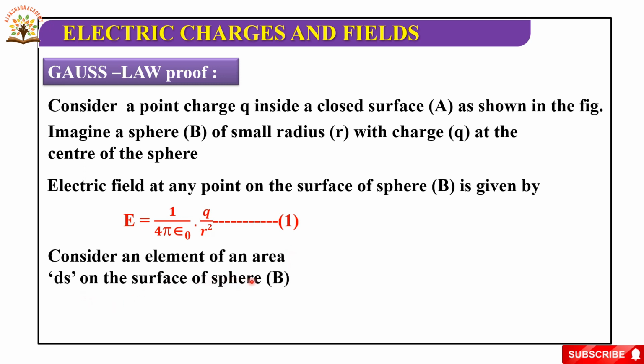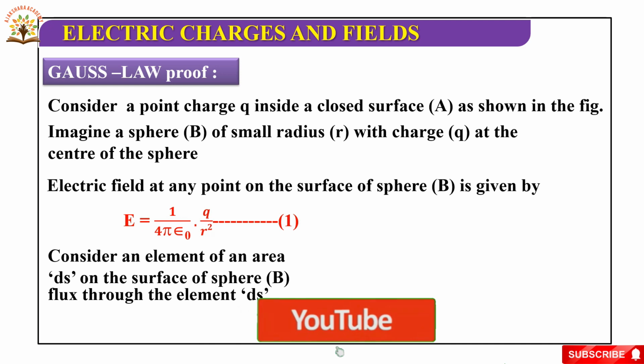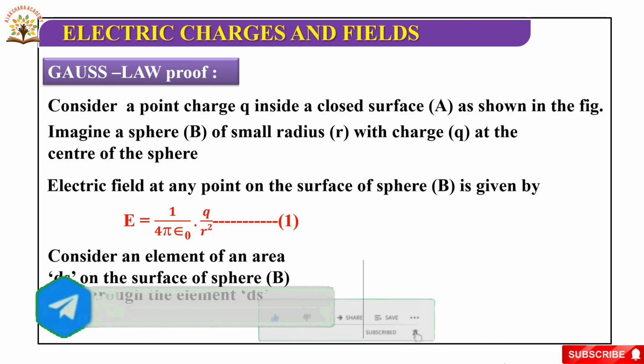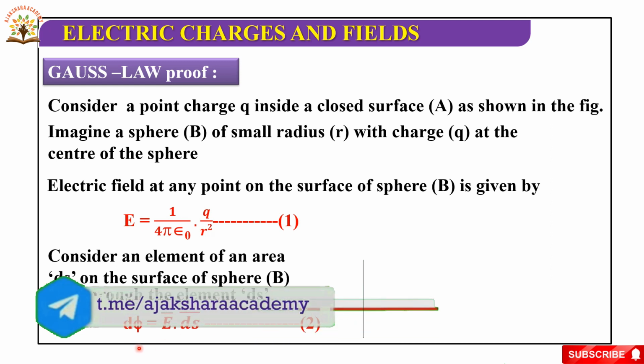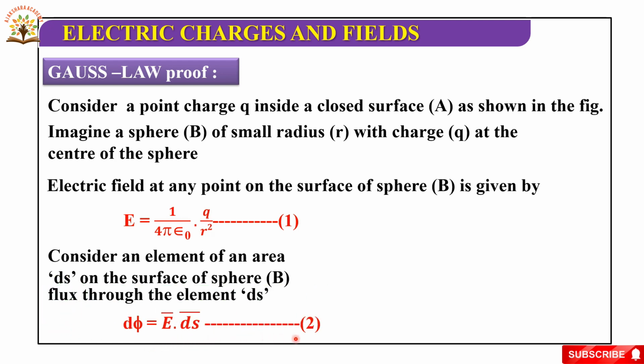Consider an element of an area ds on the surface of sphere B. Flux through the element ds is d phi is equal to E dot ds. This is equation number 2.